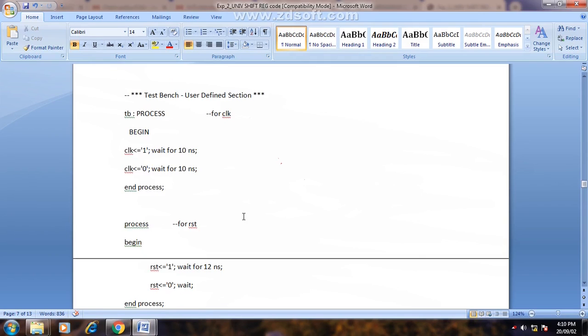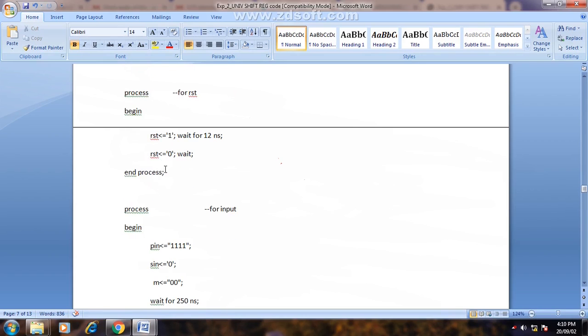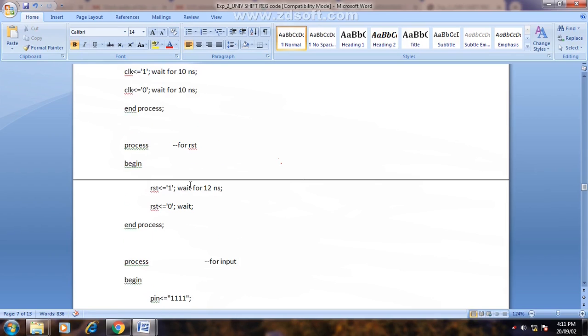And this is actually the thing which we need to define. So we have to write down the process for clock, for reset, and for various input combinations. So initially clock is assigned with a value 1, then wait for 10 nanosecond and then change clock to 0. So your clock will change between 1 and 0 after 10 nanoseconds. Then we have to write it for reset. So reset is equal to 1, wait for 12 nanosecond and then make reset 0 and then wait. So we know when reset is equal to 0, then only your code will execute. That is the condition we have specified in the code, and that's why we have to write wait. So it will wait and it will execute all the possible input output conditions.